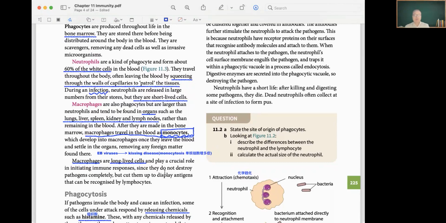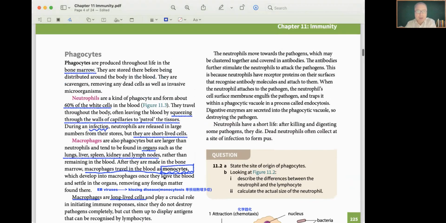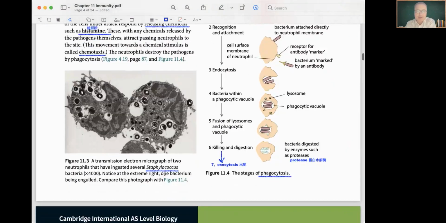单核细胞增多症. Actually, the monocyte always comes from the macrophage. Macrophage. Well, that's very interesting, right? Very interesting.